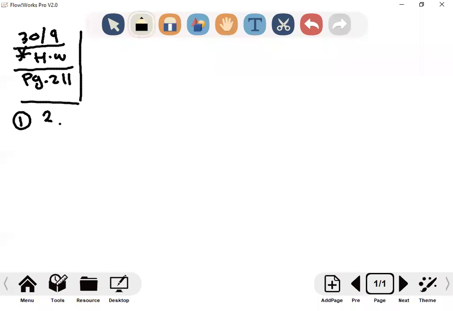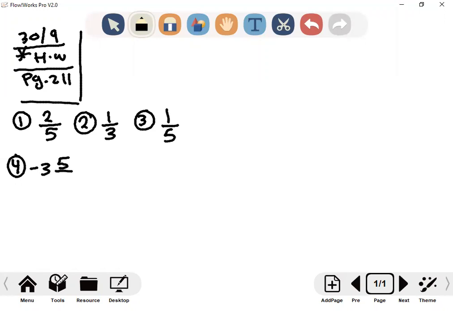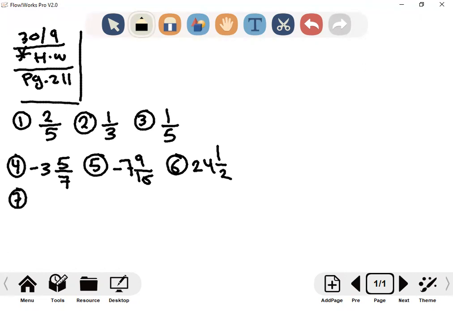Number 1, the answer is 2/5. Number 2, the answer is 1/3. Number 3, the answer is 1/5. Number 4, it is -3 and 5/7. Number 5 is -7 and 9/16. Number 6, 24.5. Number 7, -2/5. Or you can say -0.4, it's the same.